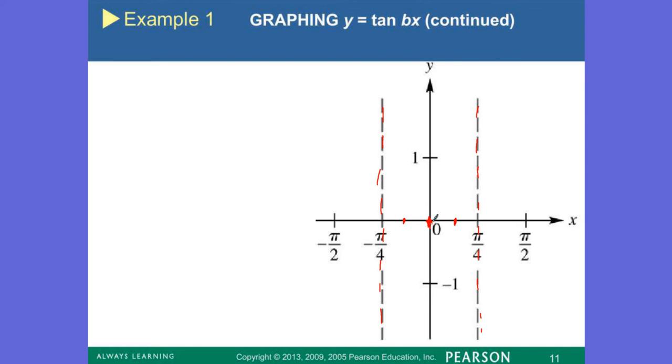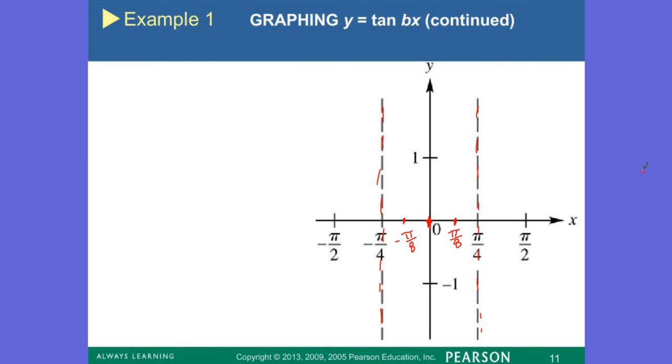Okay, so now, what is halfway in between? What is halfway in between? I'm going to start on this side. What's halfway in between 0 and pi over 4? Pi over 8. So this is a positive pi over 8, right? Now, on this side, it's going to be a negative pi over 8.